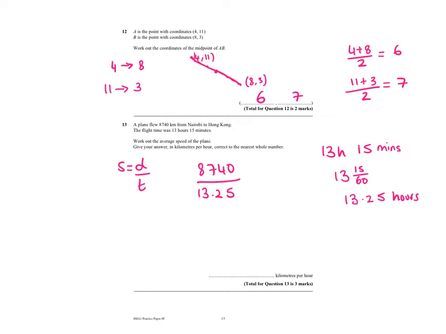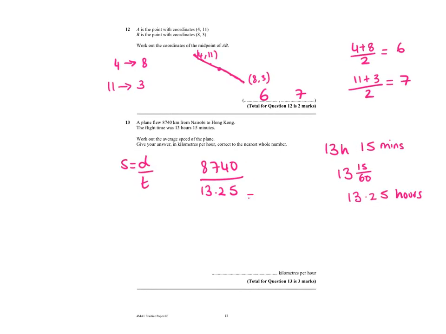8,740 divided by 13.25. I'm going to get 659.6226. This is kilometres per hour. So give your answer in kilometres per hour correct to the nearest whole number. To the nearest whole number would be to the nearest unit, which is 659. So we look at the number next to it, which is 5 or more. So we're going to round this to 660 kilometres per hour.